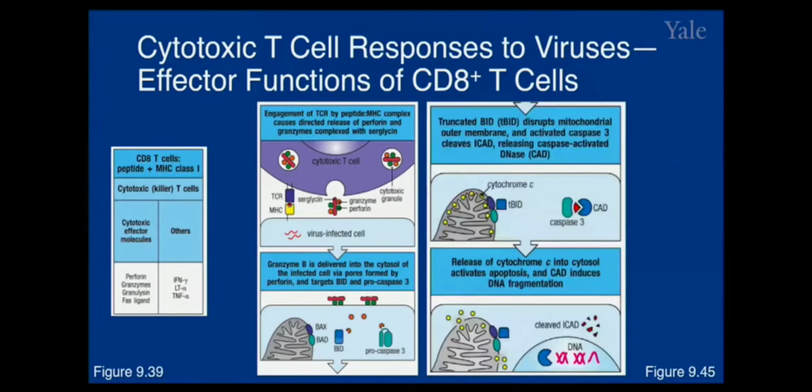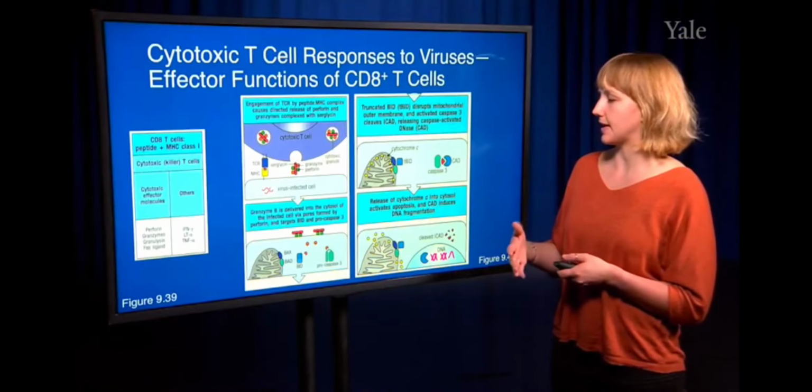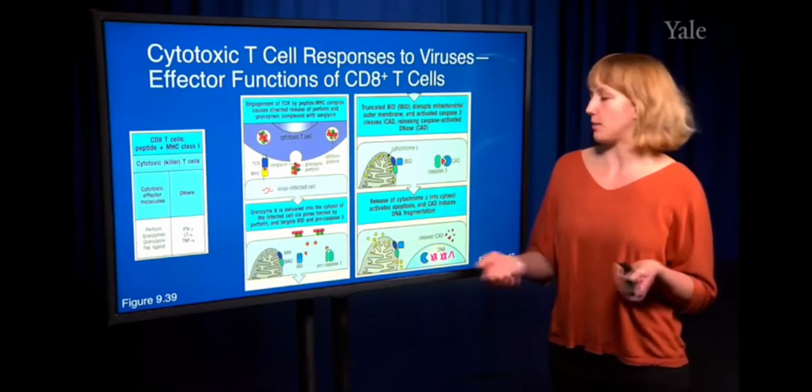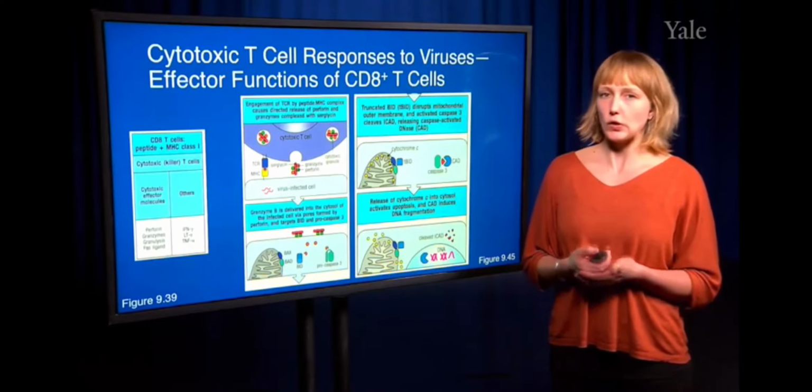And truncated BID will then disrupt the outside of the mitochondrial membrane, and then activated caspase 3 will cleave ICAD, which releases caspase-activated DNase. Now, all of these things together, as well as the release of cytochrome C into the cytosol, will activate apoptosis, and CAD will induce DNA fragmentation, another critical aspect of cell death.